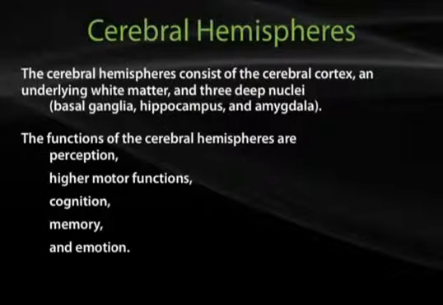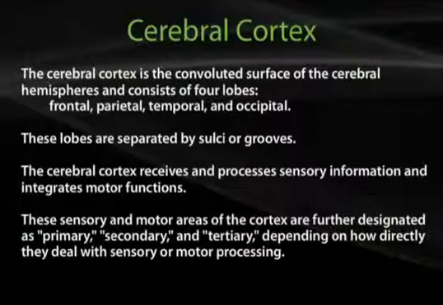Cerebral hemispheres. The cerebral hemispheres consist of the cerebral cortex, an underlying white matter, and 3 deep nuclei: basal ganglia, hippocampus, and amygdala. The functions of the cerebral hemispheres are perception, higher motor functions, cognition, memory, and emotion. The cerebral cortex is the convoluted surface of the cerebral hemispheres and consists of 4 lobes: frontal, parietal, temporal, and occipital. These lobes are separated by sulci or grooves.